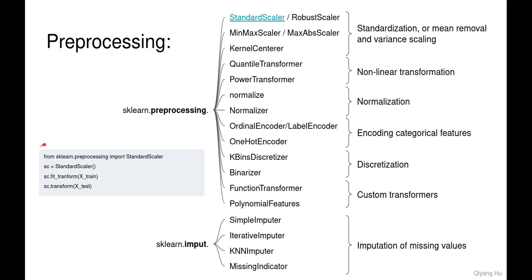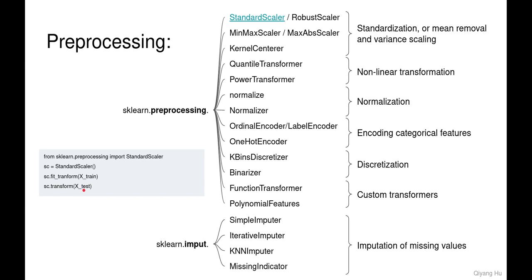You can see there's a snippet that I copied from the documentation. You import StandardScaler from sklearn.preprocessing, define a scaler, and then apply fit_transform on the training data. After that, you can apply transform on the testing data.